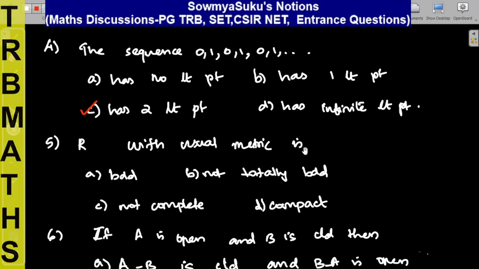R with the usual metric is bounded, not totally bounded, not complete, compact. So here option D, compact, is right.